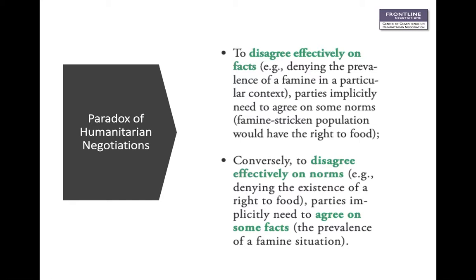And the other piece is the inverse: you could disagree on norms, whether that's denying the right to food. And I know some people even on this chat at the moment are in situations where the host government is saying that these groups of people don't deserve access to humanitarian aid and food. But you could agree on some facts, that there are people there that have a caloric deficiency, and maybe that's a place to start.